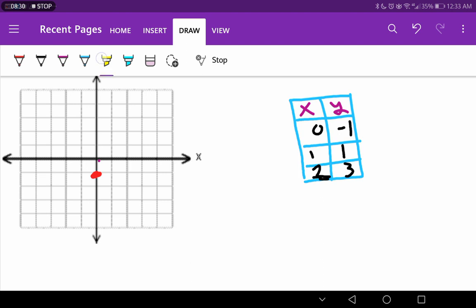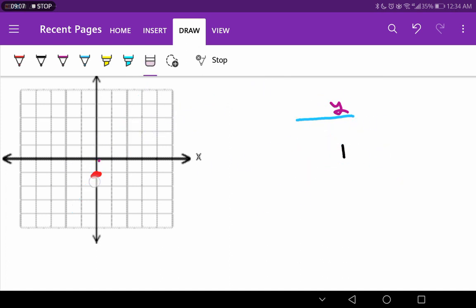1 to the right, 1 up. 1 to the right and 1 up, so I will reach here. 2 to the right and 3 up. Good. 2 to the right, 1, 2, 3, so it will be here. We are done. Can I connect between them? Good. So this graph is y equals 2x minus 1. Are you happy with that? Me too.